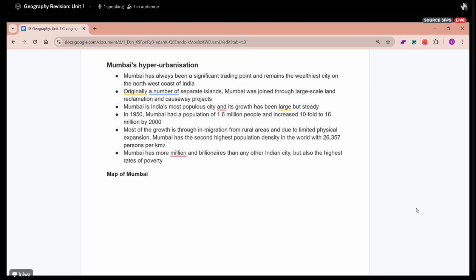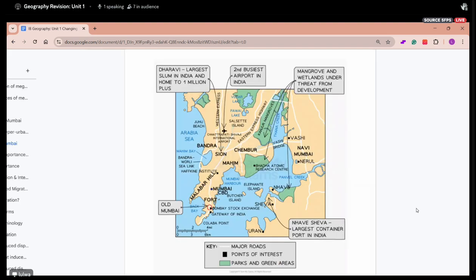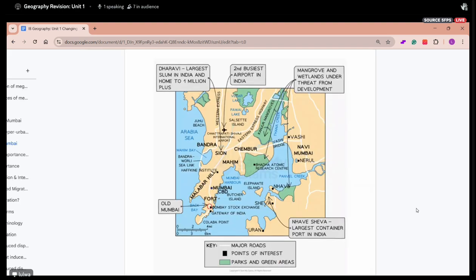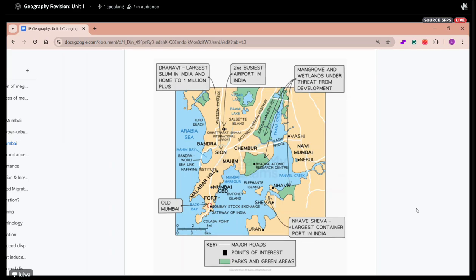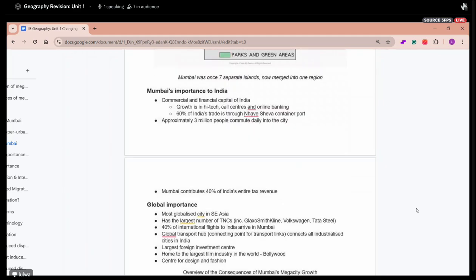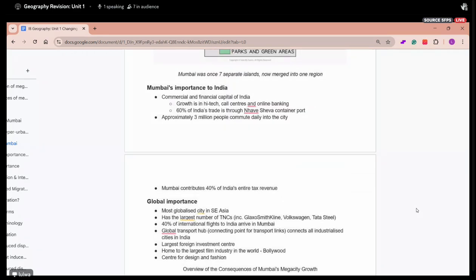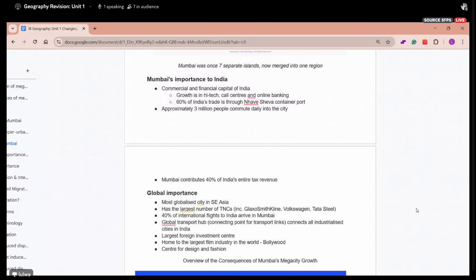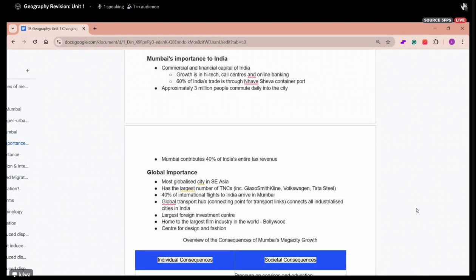So as you can see here is a map of Mumbai. And as you can see, there is a very high concentration of people. And you can see that it has the second busiest airport in India. It has Dharavi, which is the largest slum in India, and it's home to over 1 million people. And so Mumbai is really important to India. Approximately 3 million people commute daily into the city for work. Mumbai contributes 40% of India's entire tax revenue.